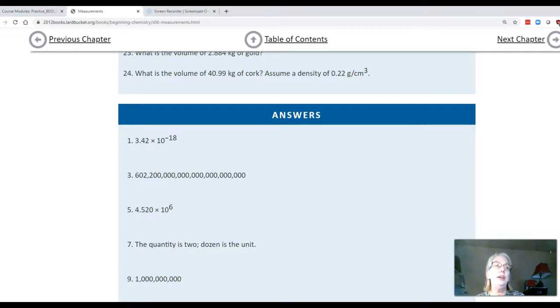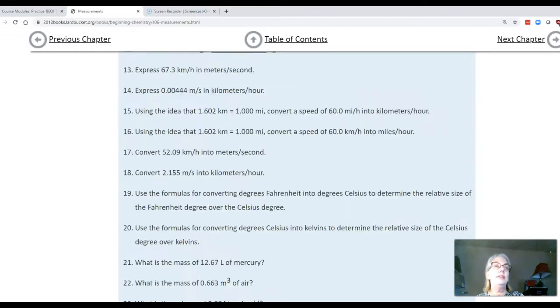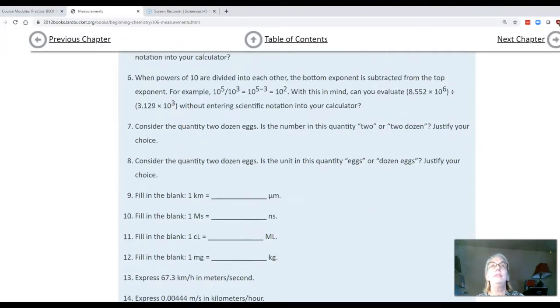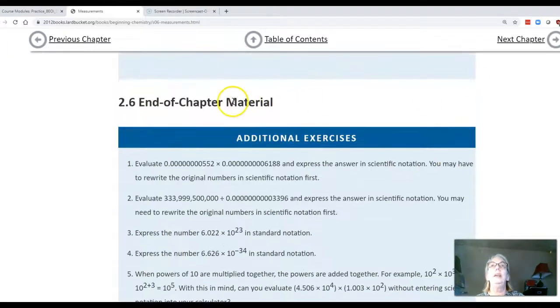So take your time, use plenty of time to read this and do the practice problems throughout the chapter. All the blue boxes are really important. And then the questions at the end, remember, are the homework. This is where you always find the homework: the end of chapter materials for each chapter, and the things called additional exercises. These blue boxes at the very, very end of each chapter are your homework sections.